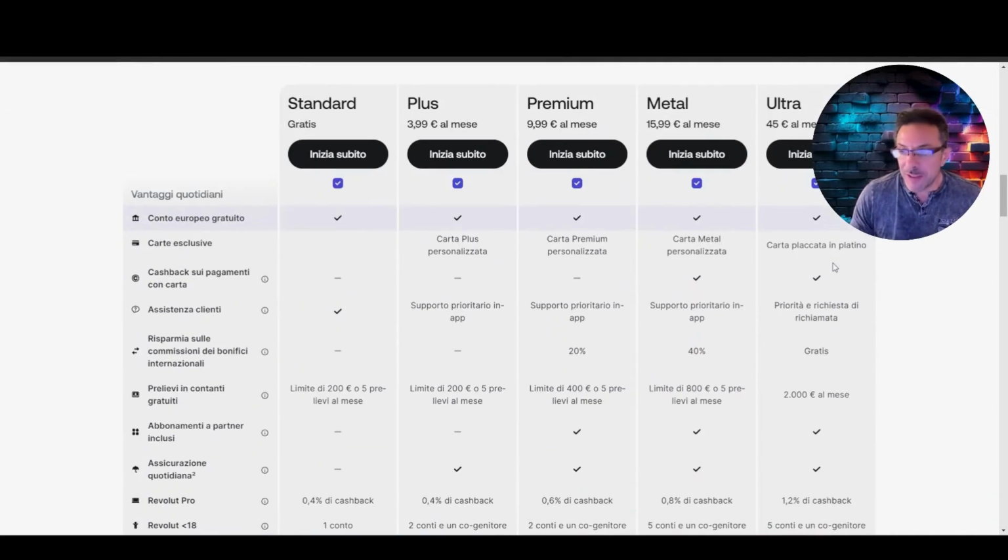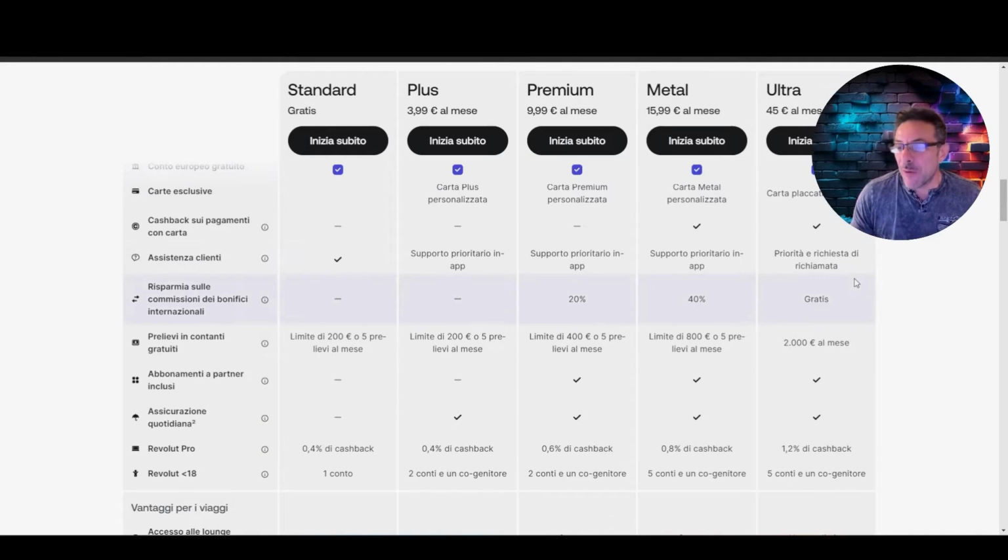plan. Ultra is, of course, platinum plated, a platinum plated card. So just look at it. It's already a business card in itself. Anyway, priority and callback request. In this case, you send them a message and they call you back.